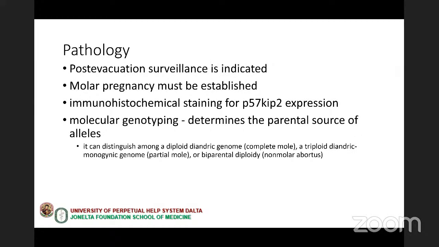So you have to do surveillance to monitor as you establish your molar pregnancy. You diagnose with immunohistochemical staining with p57 KIP2, or you do molecular genotyping. Okay, so it can distinguish among a diploid diandric genome, a complete mole, a triploid diandric monogenic genome, a partial mole, or a biparental diploidy, a non-molar abortus.